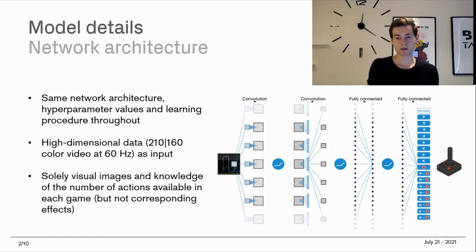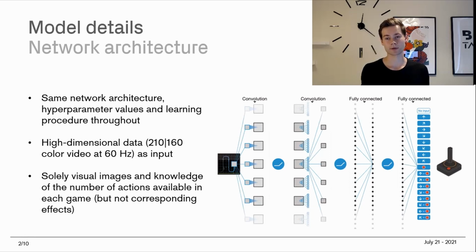And the only input provided to this network is visual images and knowledge of the number of actions available in each game. So basically it knows also here how many actions you have. However, one key thing to point out here is it does not know what the corresponding effects are of each of these actions. So the model is placed inside the dynamics of the game, but it does not know how to navigate up front. There's no information of that.